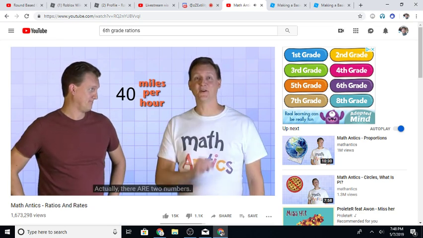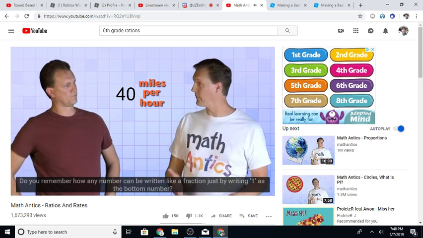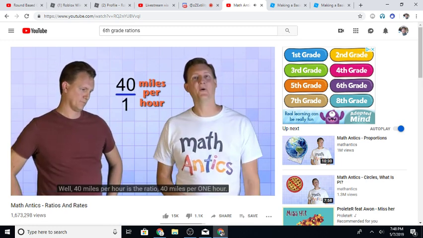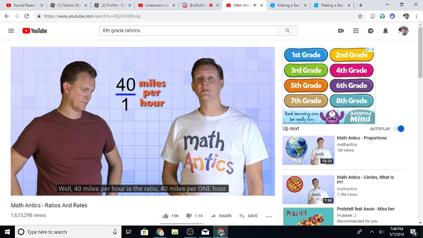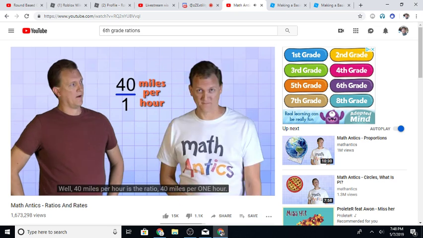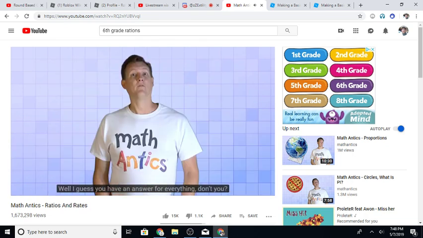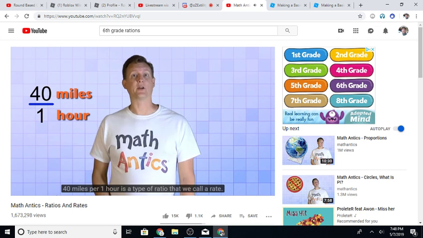Actually, there are 2 numbers. Do you remember how any number can be written like a fraction just by writing 1 as the bottom number? Well, 40 miles per hour is the ratio 40 miles per 1 hour. Well, I guess you have an answer for everything, don't you? 40 miles per 1 hour is a type of ratio that we call a rate.